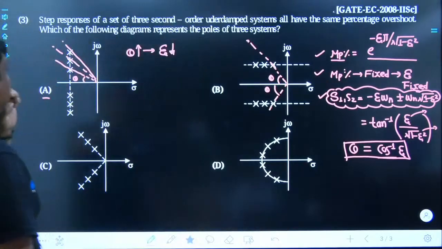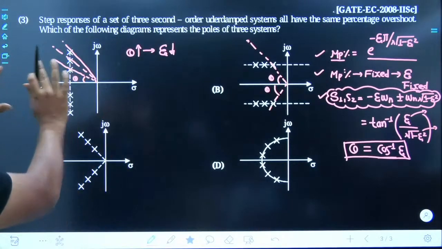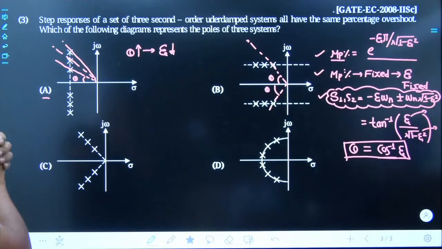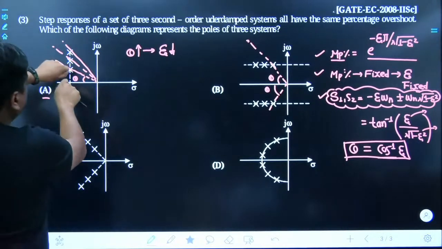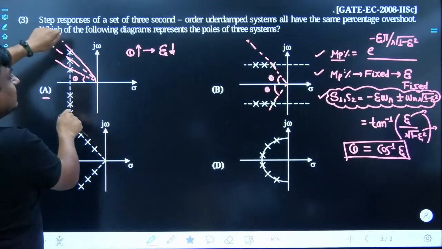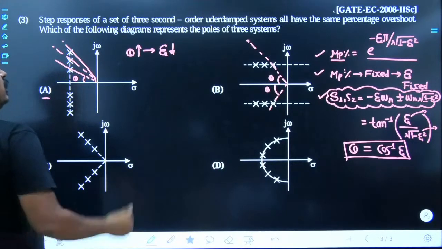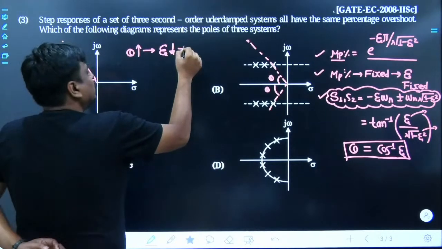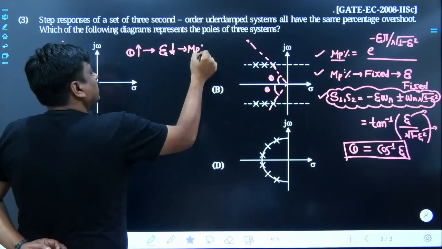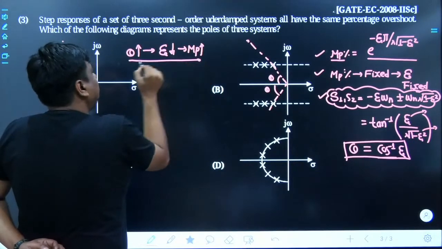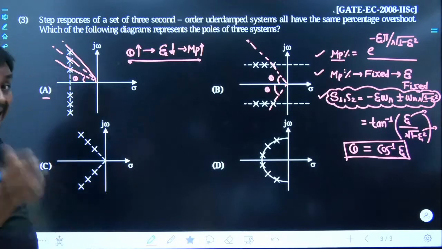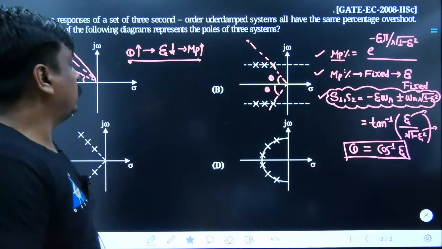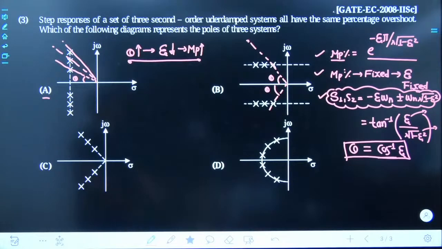So one thing is quite sure, if you focus on the first question first, and if you say, sir, the pole has migrated in this way, what would be the effect on the peak overshoot MP? Zeta keeps decreasing. So I can say in the first question, the percentage peak overshoot would keep increasing as the value of zeta keeps decreasing. Could you really understand what exactly I was talking about?